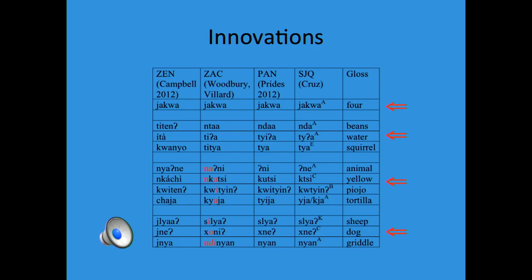And then in the last set of words, I wanted to compare Sensontepec and Zacatepec. These words were originally monosyllabic in Sensontepec, and they are disyllabic in Zacatepec, and then they became monosyllabic in Quiahije. So those are some of the innovations that I've seen in some of these languages.